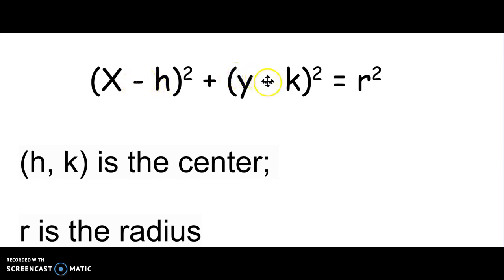Notice the formula has minus in it, but the center is at the positive version, so you take the opposite of what's in the parentheses. Or vice versa, you take the opposite of what the center is and plug it into your equation. R still stands for your radius.